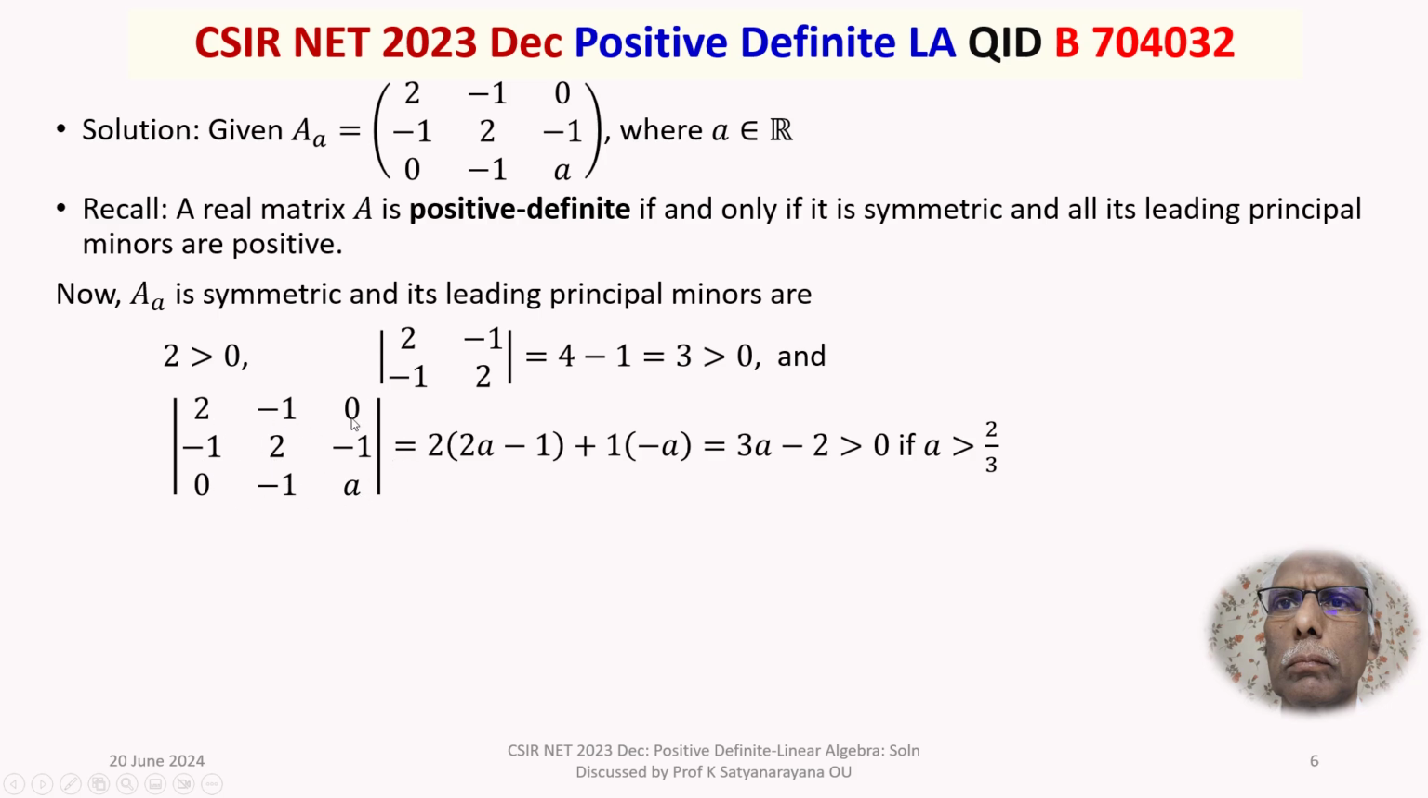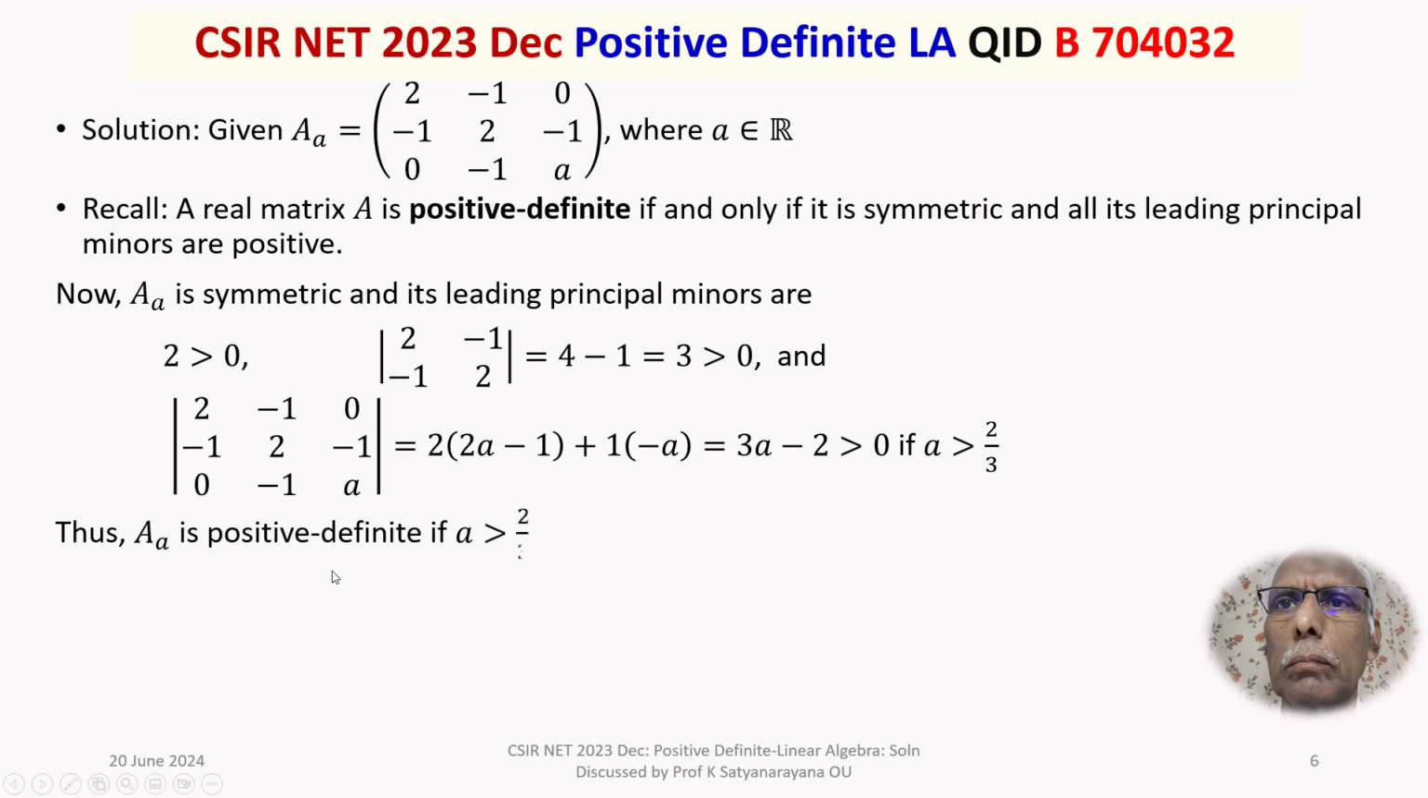Expanding by means of the first row, we are familiar with the expansion of determinants. That will be 2 times (2A minus 1) plus minus into minus 1 plus 1 into minus A, and that is equal to 3A minus 2. This is greater than 0 if A is greater than 2 by 3. So all the leading principal minors are positive when A is greater than 2 by 3.